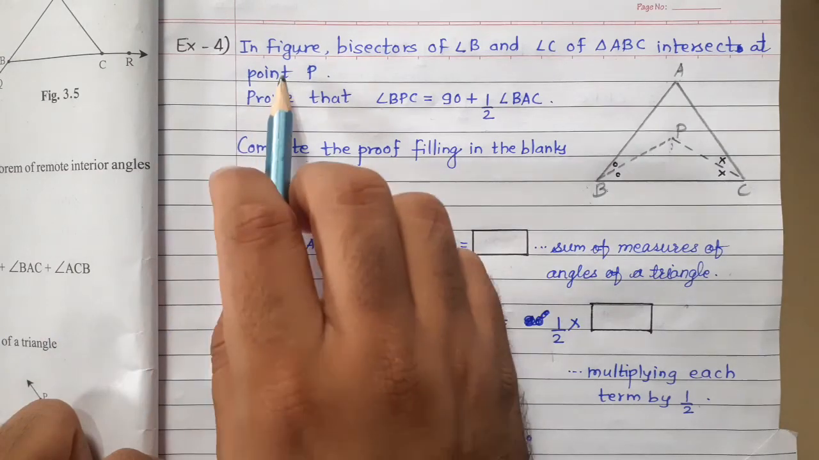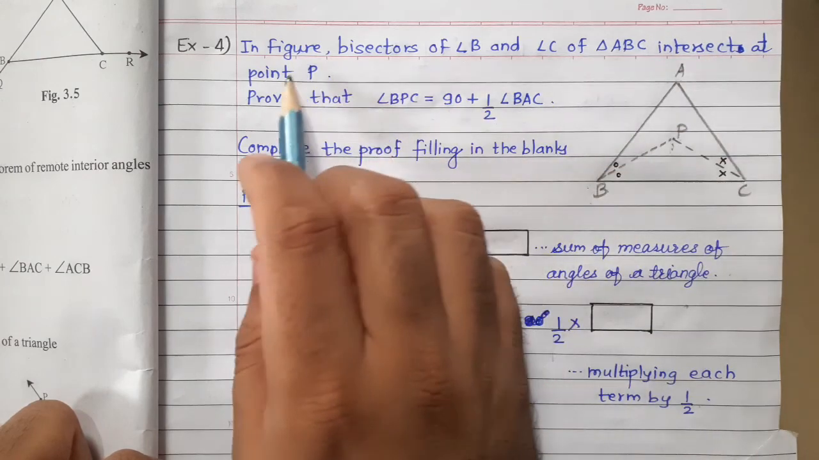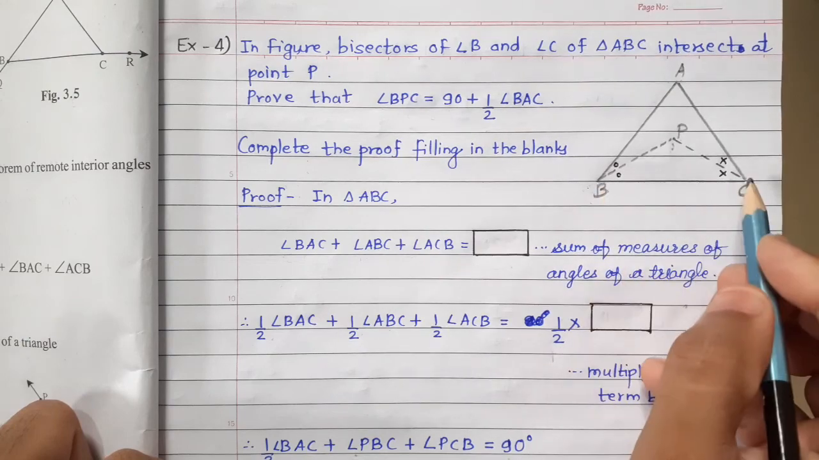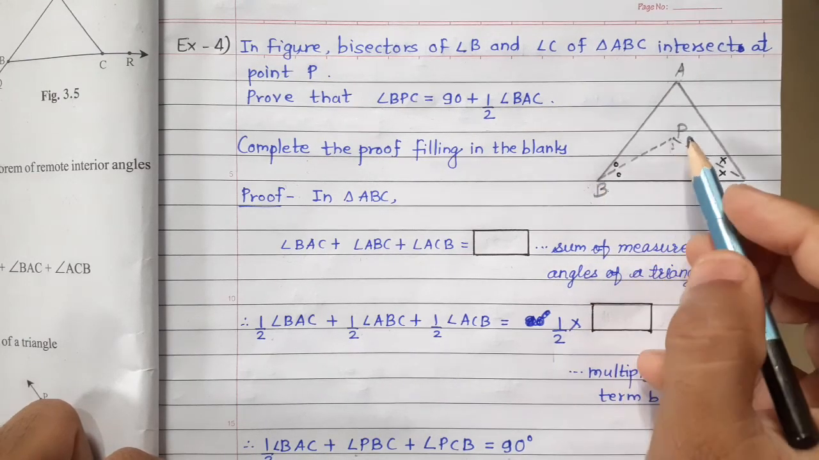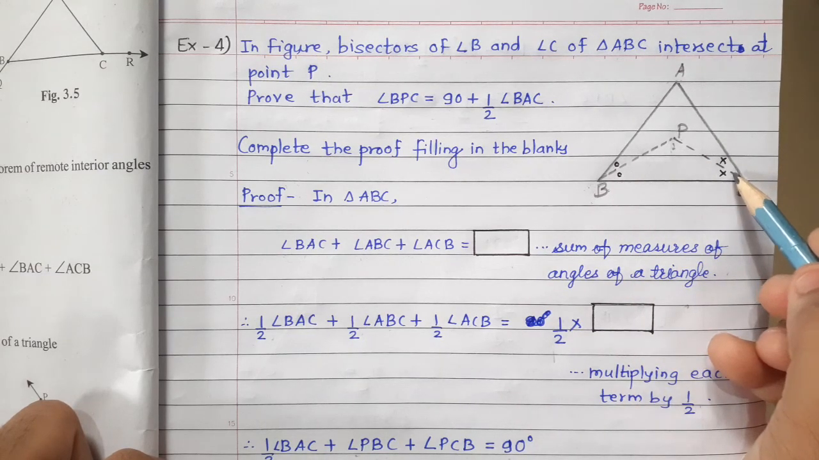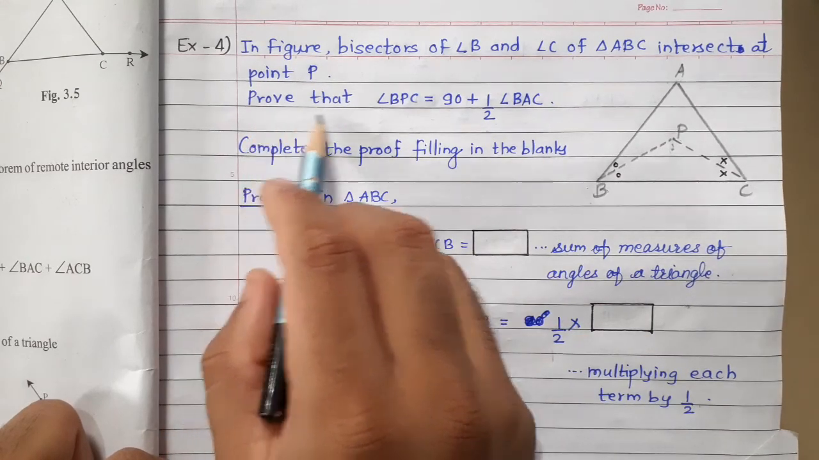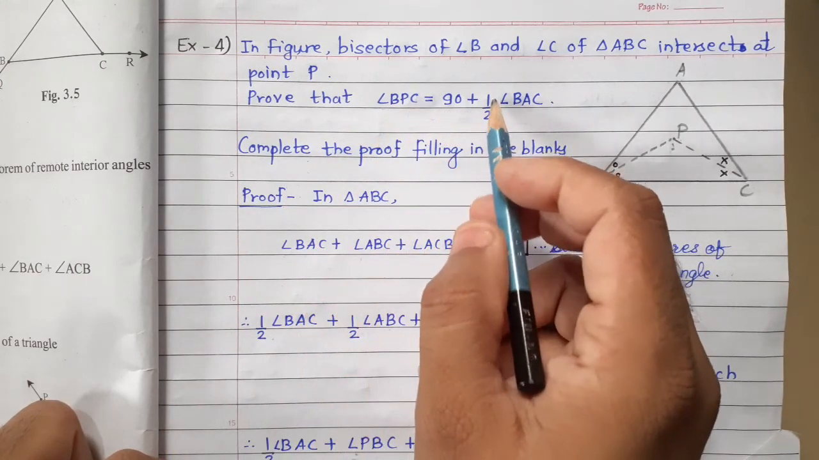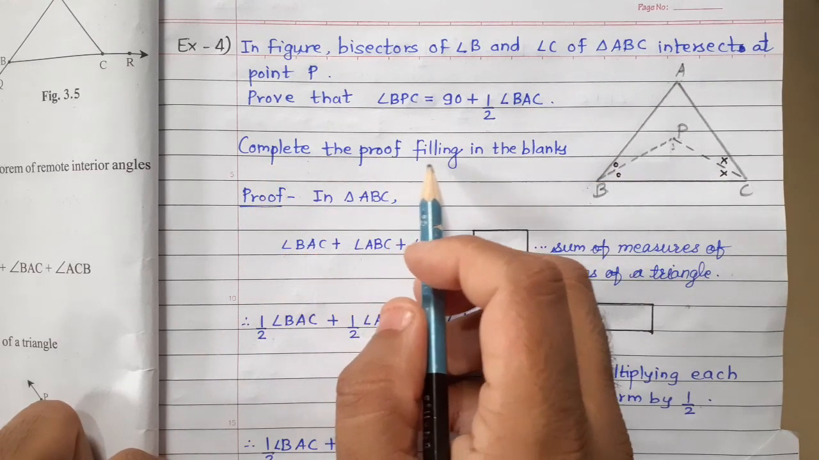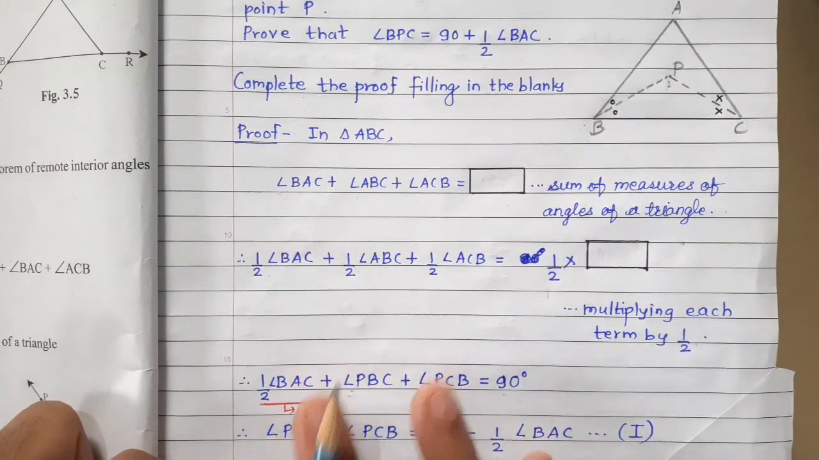Example number 4. In the figure, bisectors of angle B and angle C of triangle ABC intersect at point P. Due to the bisectors, angle B has two equal parts and angle C also has two equal parts. We have to prove that angle BPC is equal to 90 plus 1 upon 2 multiplied by angle BAC, and complete the proof by filling in the blanks.